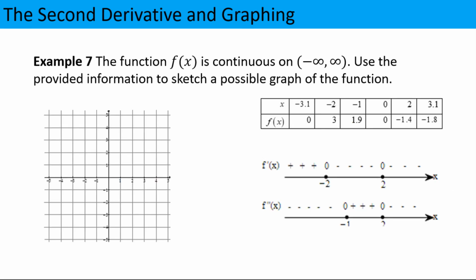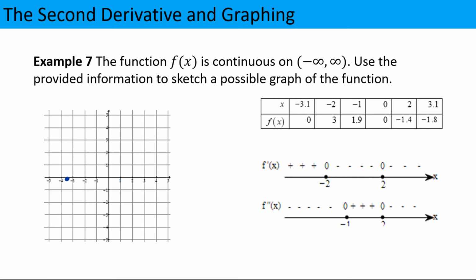Example, the function f of x is continuous on negative infinity to infinity. Use the provided information to sketch a possible graph of the function. We'll begin with the function values using the table of values. So let's start with the ordered pair negative 3.1, comma 0. We'll just draw a dot.